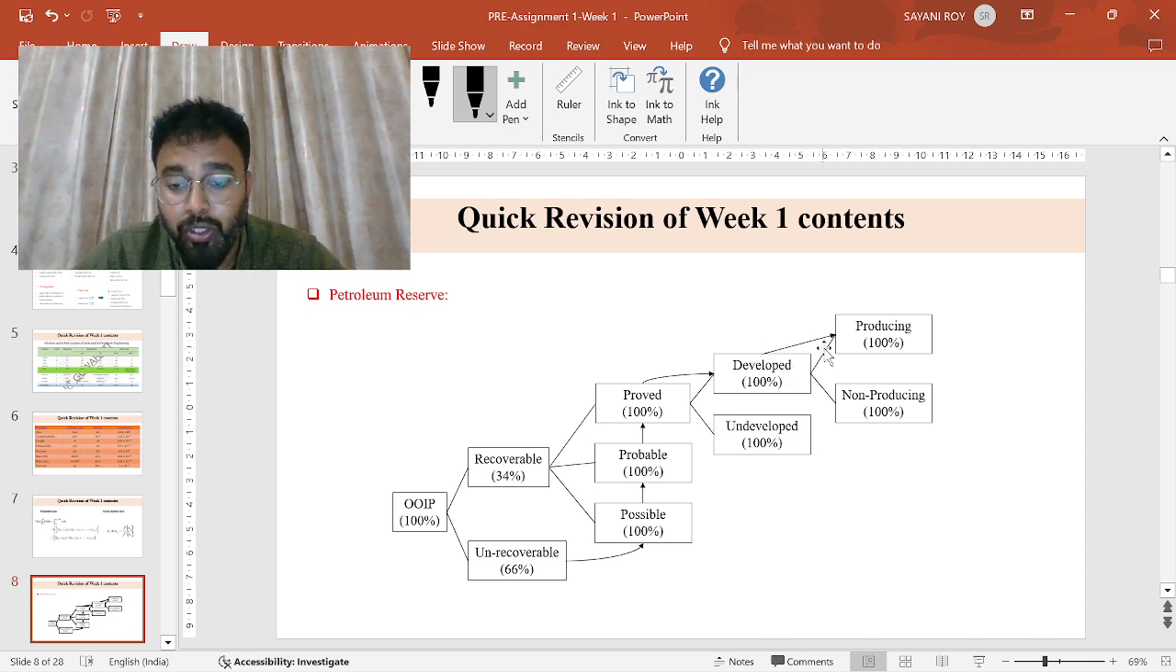From developed also, some wells are producing, some wells are non-producing. Producing wells are those wells where, whenever we start the well, the oil starts flowing immediately. Non-producing are those wells which have some problem, and we have to mitigate those problems to take out the oil from the reservoirs.